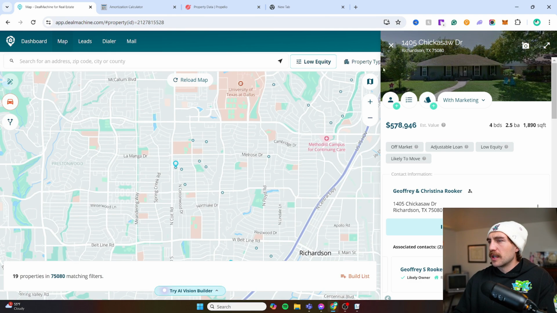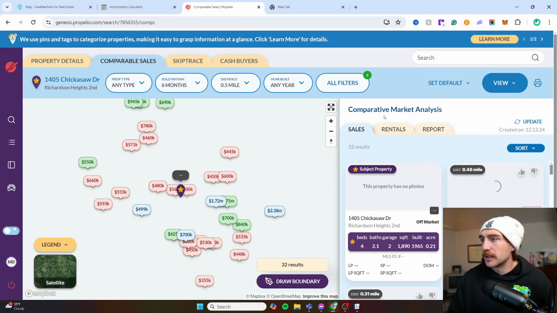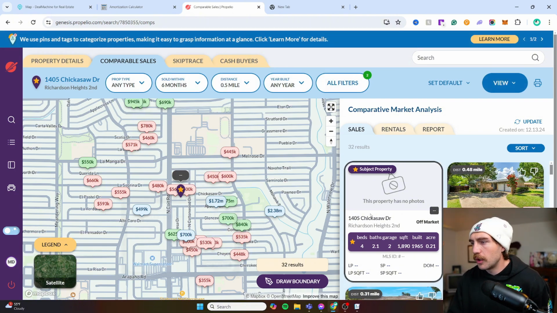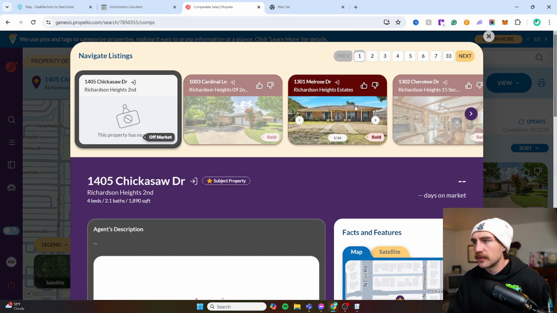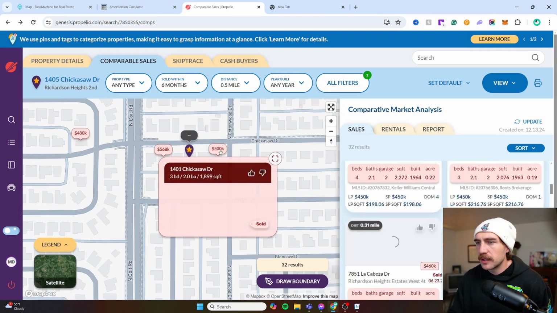So you would usually want to look at what the condition of the house is. So again, we're going to grab that address, put it into Propelio. We're going to comp it super quick. We don't have any pictures of this house, so it's a little tough to go off of, but let's just say it's turnkey ARV. Okay. Here's a house.